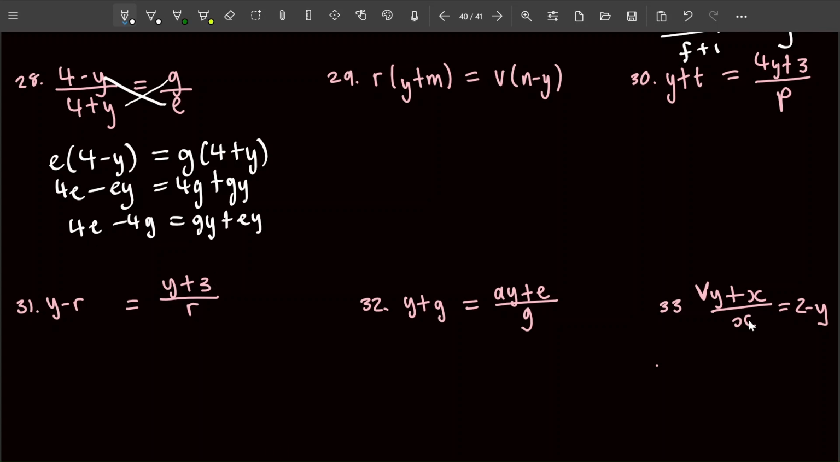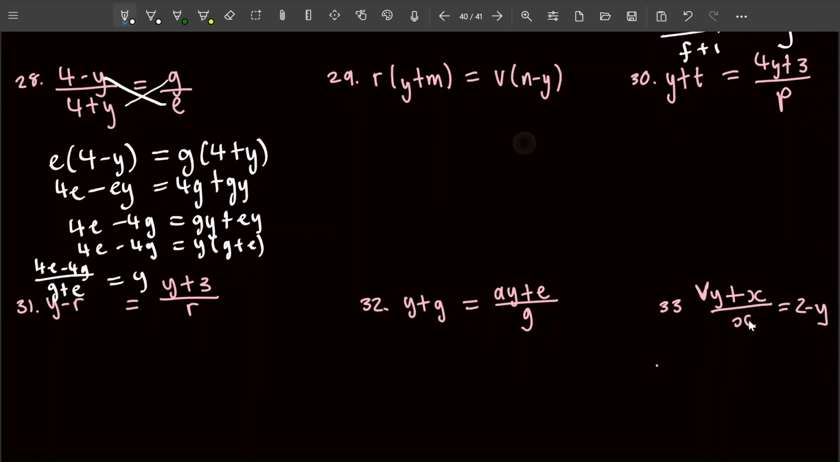I factor out y. 4e minus 4g is equal to y, then I get g plus e. Last stage would be to divide. So I would say (4e minus 4g) over (g plus e) will be equal to y. And I'm done. That's all I needed to do.